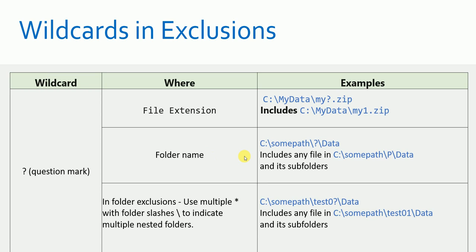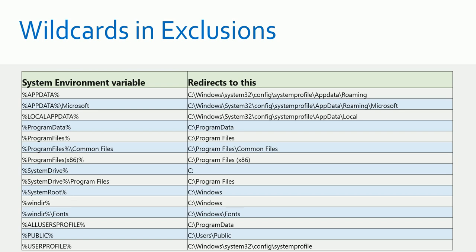In a similar way, we have the folder version. If we put some path slash question mark data, it will take any folder that comes in between your some path and the data folder. And here again we have the asterisk and the slash. We can test question mark data, and then it will match this folder name. So we have test 1, test 2, test 3, and then data, so it will exclude all the subfolders.